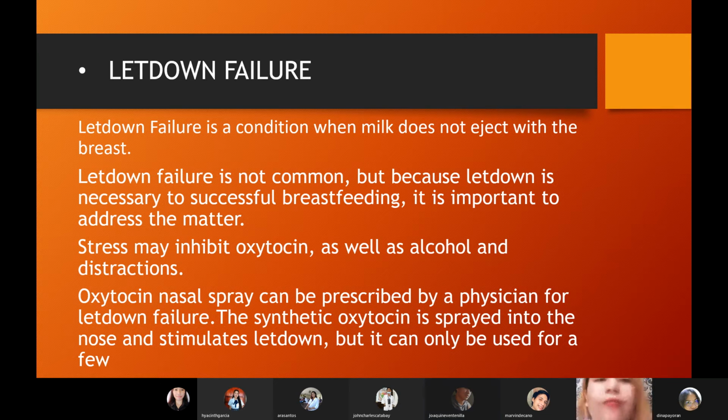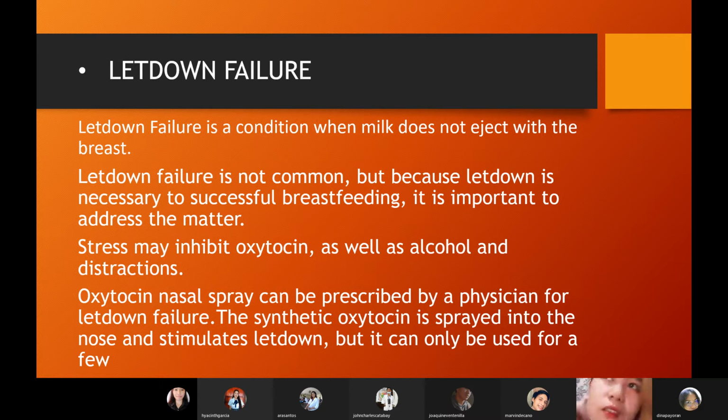Very good. Thank you, Mr. Joaquin. So, letdown failure is a condition when milk does not eject with the breast. Letdown failure is common, but because letdown is necessary to successful breastfeeding, it is important to address the matter. Stress may inhibit oxytocin as well as alcohol and distraction.